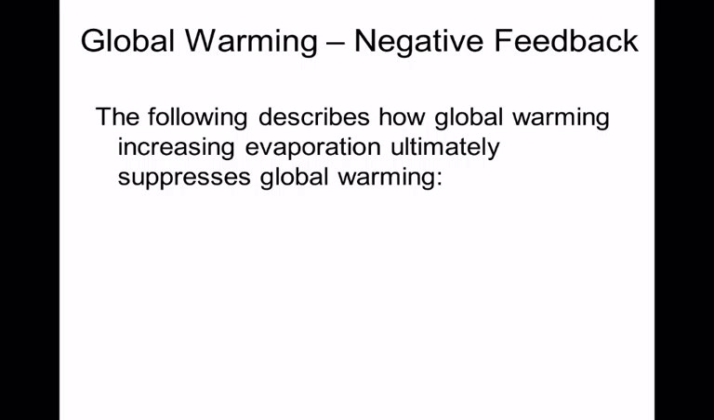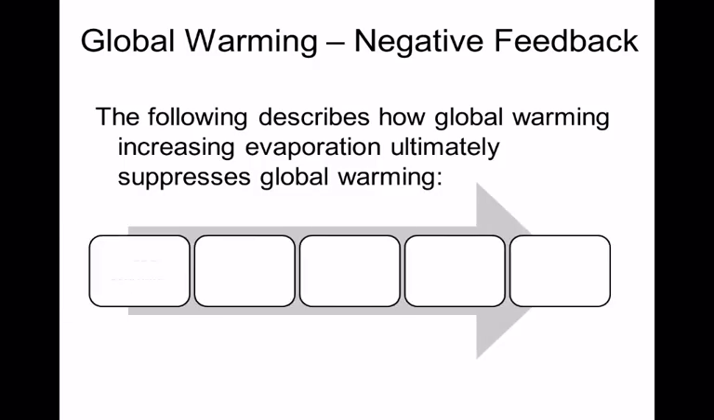But now here's one starting with the same initial event, warming, and in this case it's a negative feedback loop, a negative feedback mechanism. So here we go. It goes something like this. We start with global warming, and of course, as the temperature of the Earth increases, you're going to have more evaporation. If you have more evaporation, you're going to reach 100% relative humidity faster. So you're going to get more cloud cover.